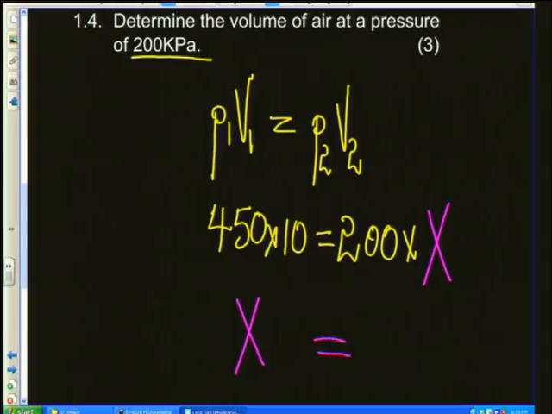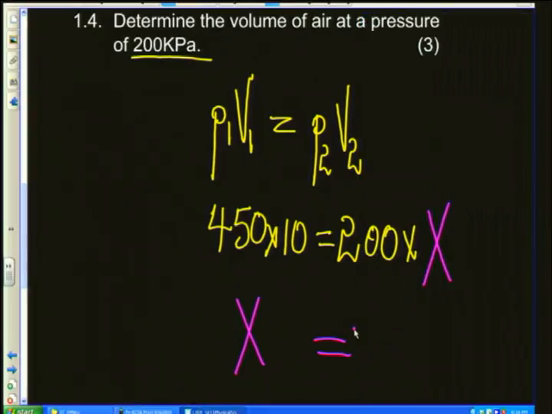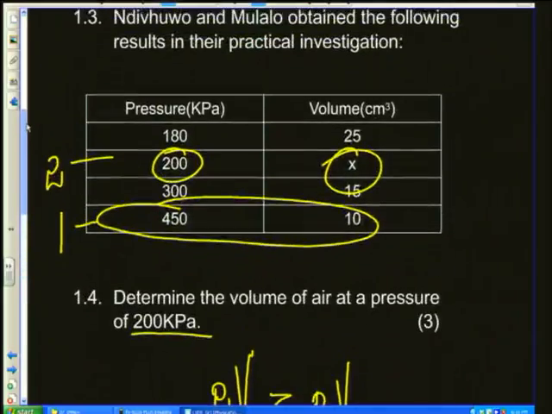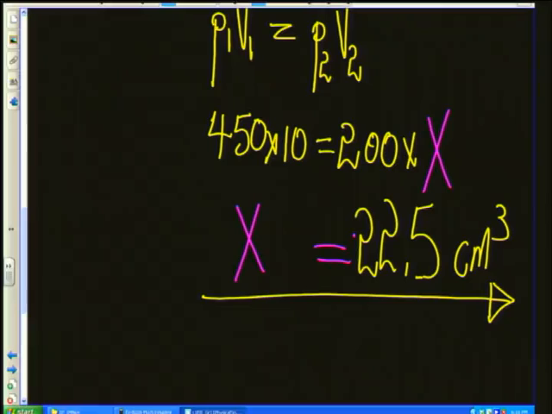How much did you find as your X? If we use a calculator, we'll say 450 multiplied by 10, and then divide by 200. Equal sign there, and then how much? That's 22,5. Let's write it there. So that's 22,5 what? Remember here we're calculating the what? We're calculating the volume. So 22,5 cubic centimeters. That's the volume that we have at 200 kPa.